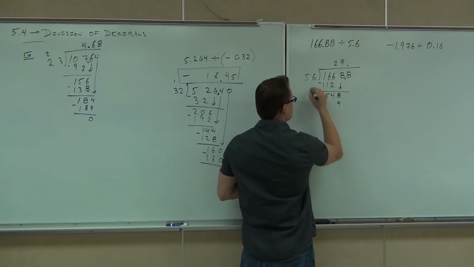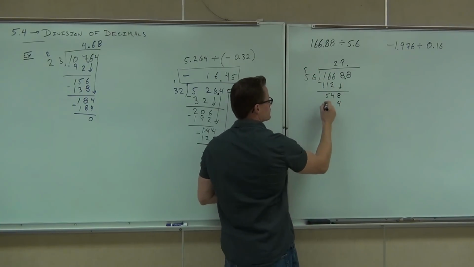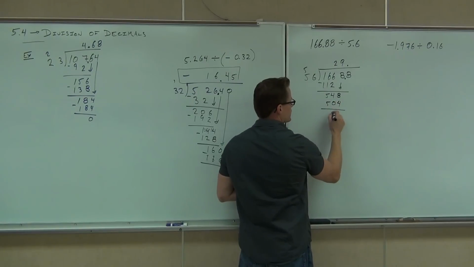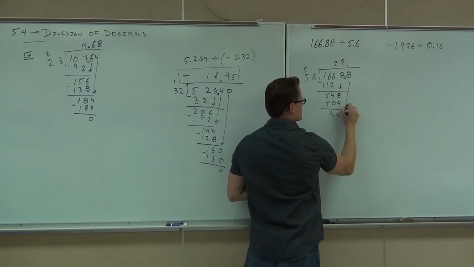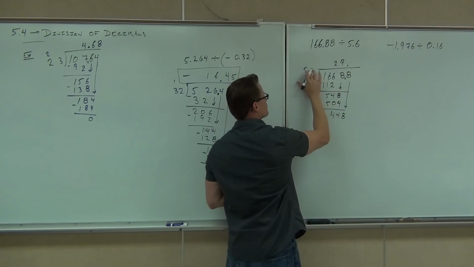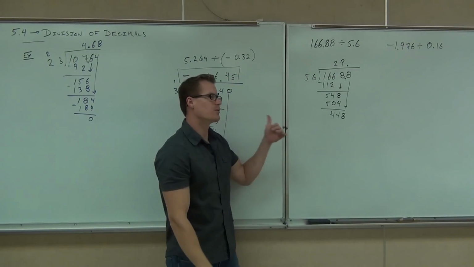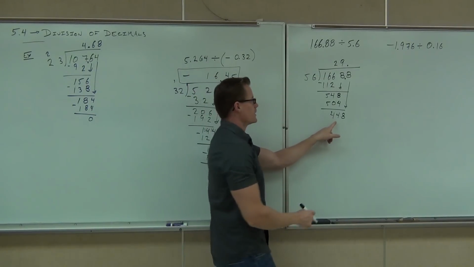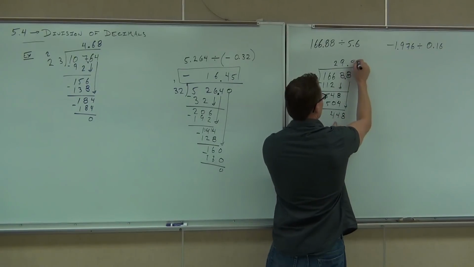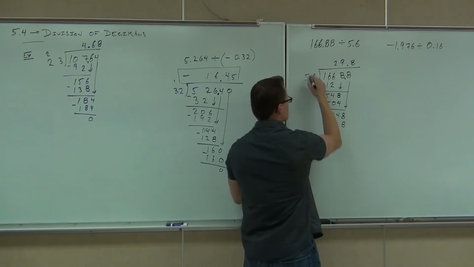That'll be 504. 45 plus 5 is 50. And if I subtract, I'm going to get 44. I'll bring down that 8. 56 goes into 448, yeah, it's going to go in 8 times. I would check with probably 50. It's going to go in 8 times. That's our 448 there.